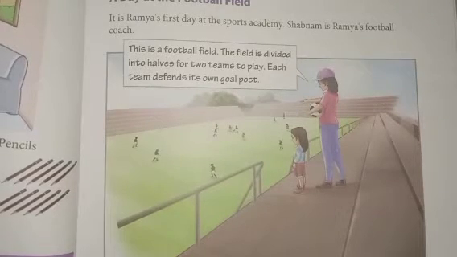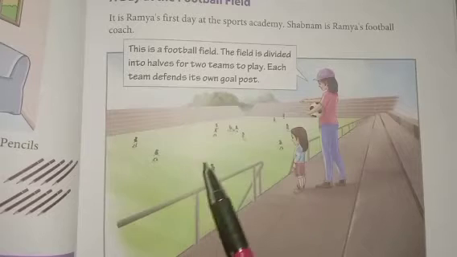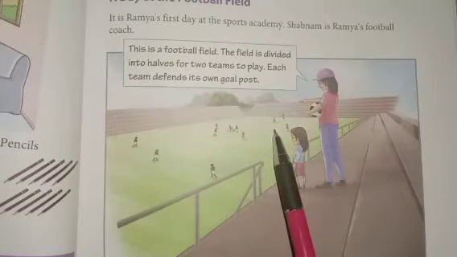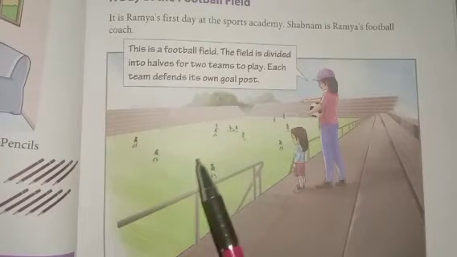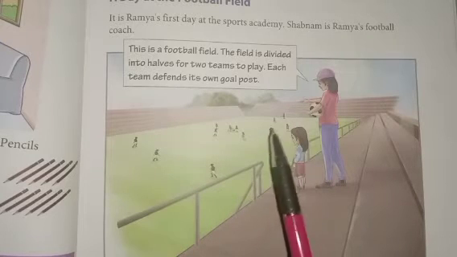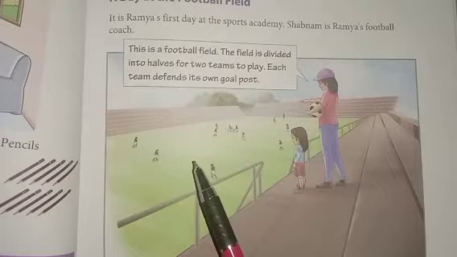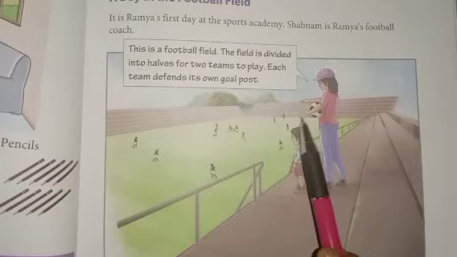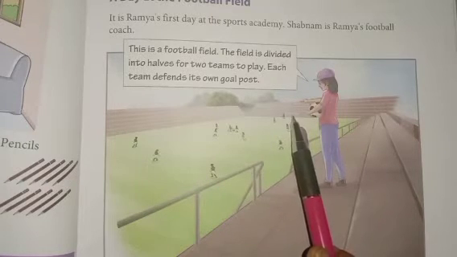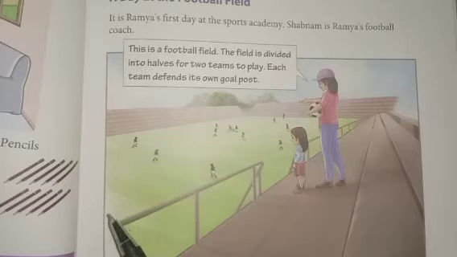The field is divided into two houses. Here one house and here also one house. And for two teams to play. So in these two houses, two teams play. Each team defends its own goal post. So here it defends this goal. Here is one goal post, and here you can see also one goal post.